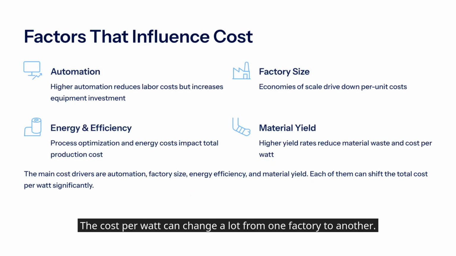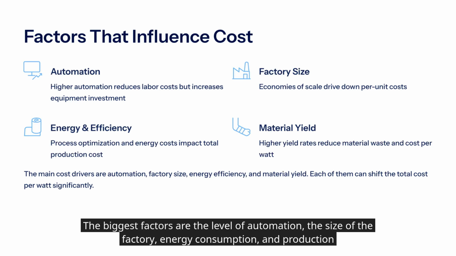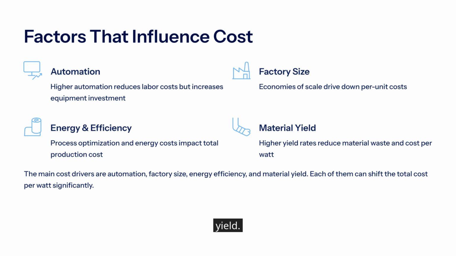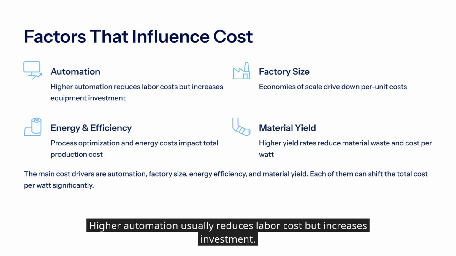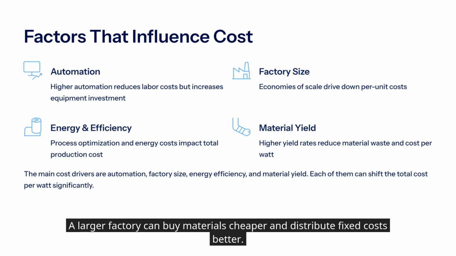The cost per watt can change a lot from one factory to another. The biggest factors are the level of automation, the size of the factory, energy consumption, and production yield. Higher automation usually reduces labor cost but increases investment. A larger factory can buy materials cheaper and distribute fixed costs better. Good energy efficiency and high yield also help to keep the cost per watt low.